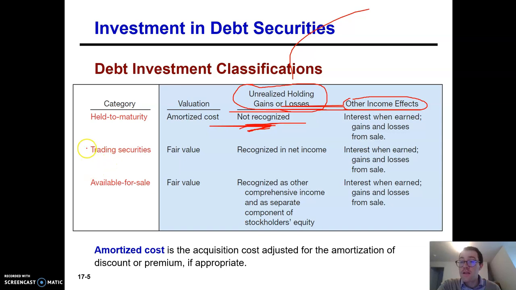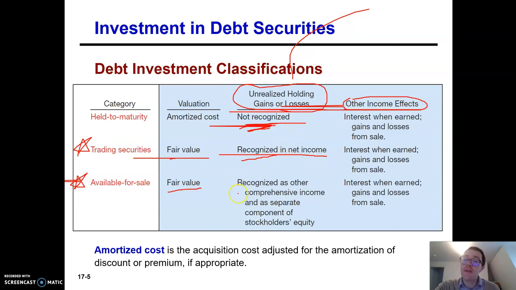Okay, then the other thing is trading securities versus available for sale. Some key distinctions here. For both of them, you keep them at fair value. That's true for both of them. The difference is the unrealized holding gains or losses. If it's a trading security, that means your company is saying that they plan on making money on short-term price changes. Those unrealized gains or losses are then recognized as part of your net income. They will go in your income statement.